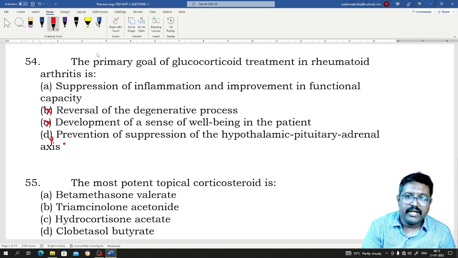So basically in rheumatoid arthritis, it is going to suppress the inflammation, and there will be improvement in the functional capacity. So this is the right answer.